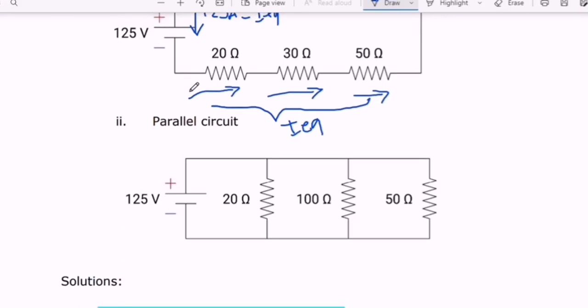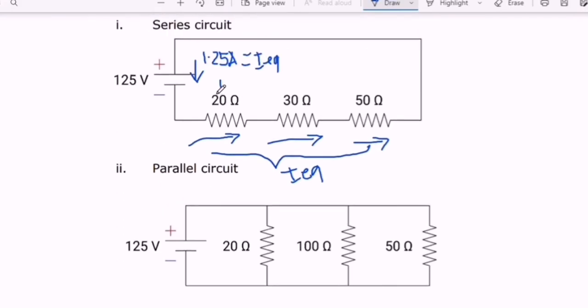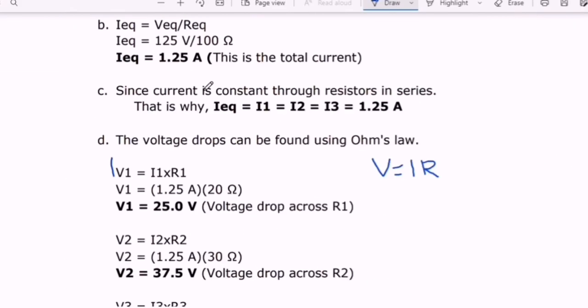So this is I sub 1. The current that flows here is I sub 1, I sub 2, I sub 3, and we know that the currents are just the same, they are equal to 1.25, so no need to worry.